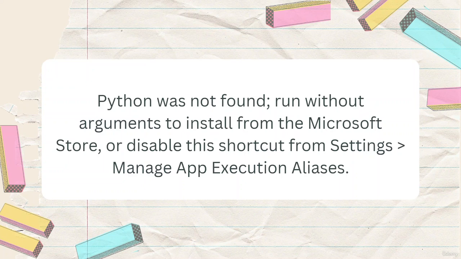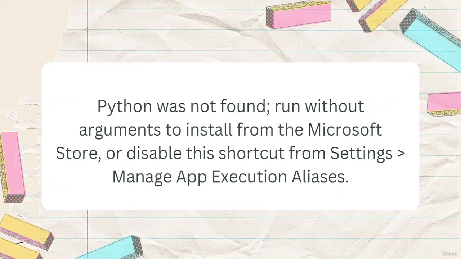As you can see on my screen, the statement is always found in the error: Python was not found, run without arguments to install from the Microsoft Store, or disable this shortcut from settings, manage app execution aliases. So without any further ado, first off, let's hop on to our IDE, or let's just hop on to any web browser which you have.